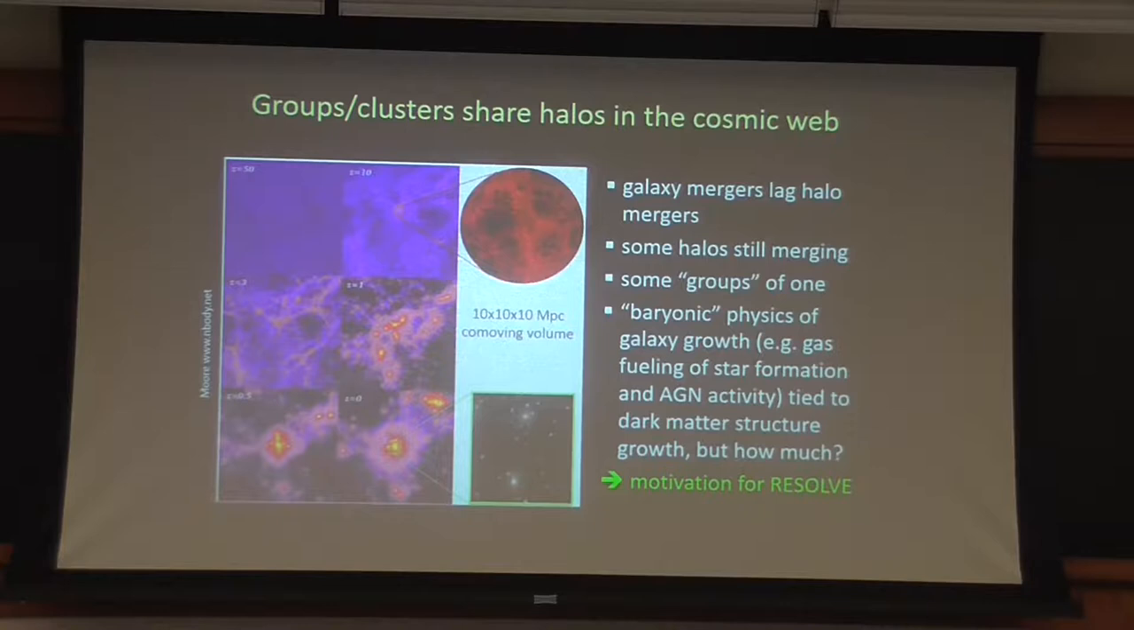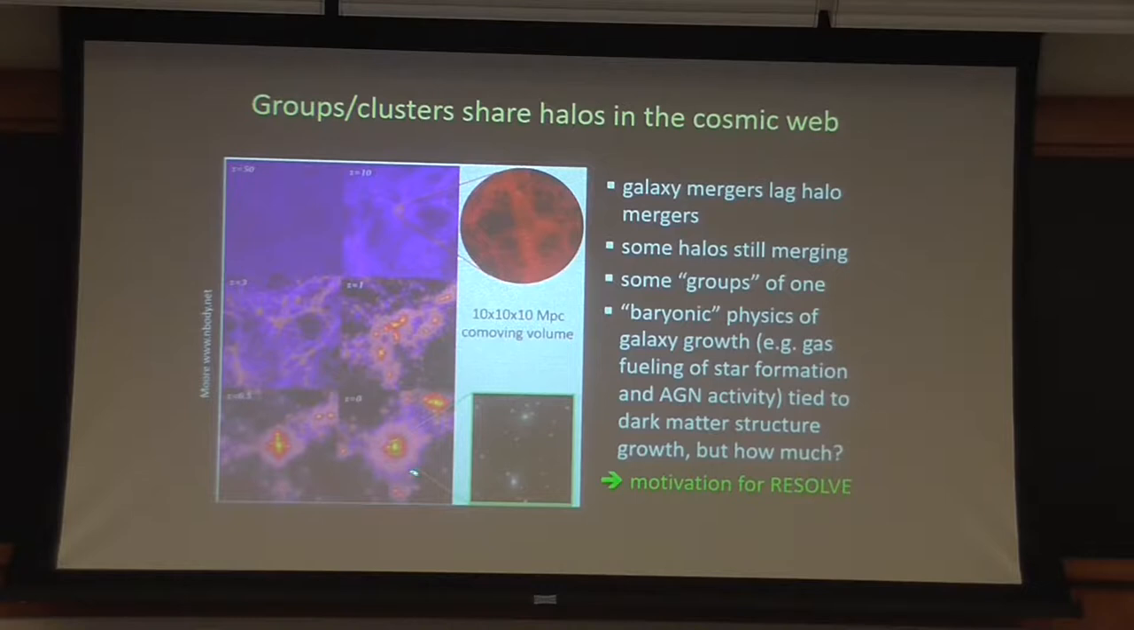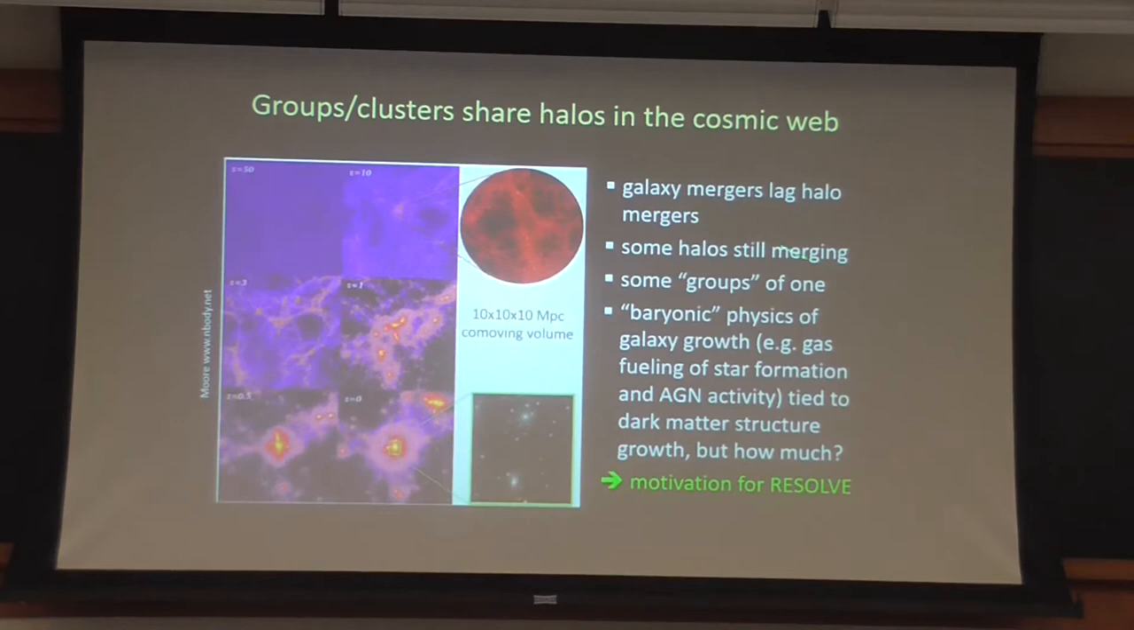the basic picture that we're starting with is that groups and clusters are defined by sharing halos in the cosmic web. So here's the time steps of growth of the cosmic web, and you can see the formation of what we call a dark matter halo, a node in the web, but inside it, the galaxies are not necessarily merged. So the things in those halos are groups of galaxies. Of course, some halos are still merging, but we're going to focus on halos that are identified.